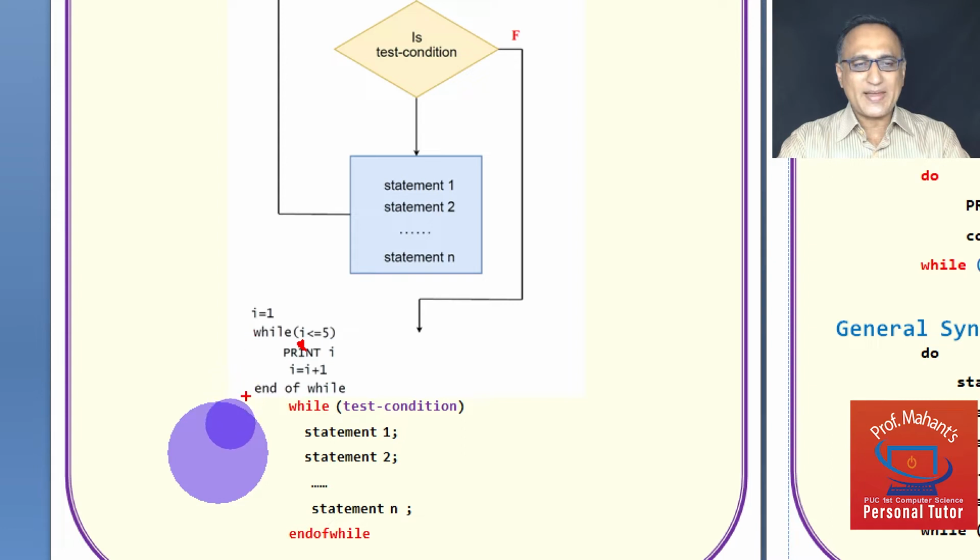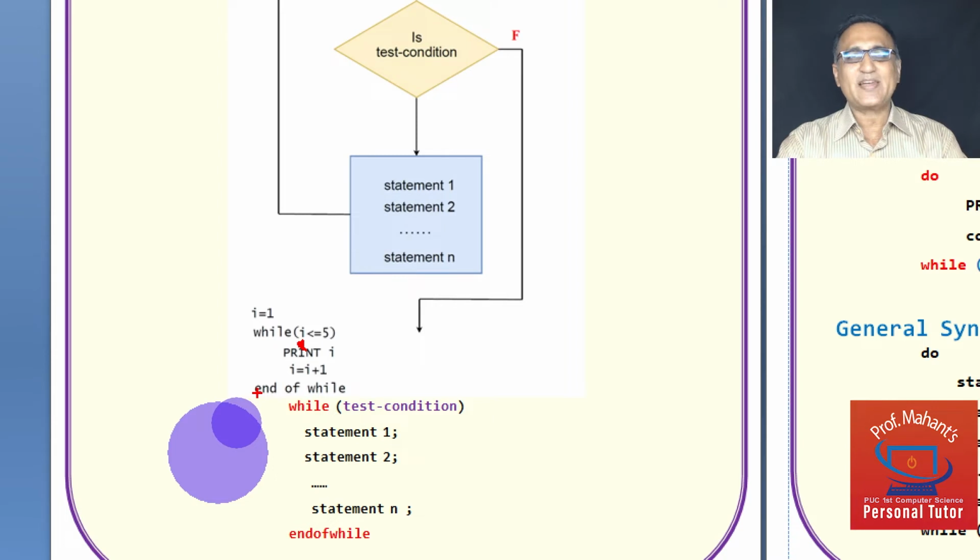So between this while and end of while, whatever statements are there will be executed as long as the value of I is less than or equal to 5. This is an example of looping or repetition. Now if you want to take a look at the general syntax: while test condition. What is the test condition in my case? I less than or equal to 5. And then end of while. What are statement 1 and statement 2? They are print I, and I is assigned I plus 1. So this is the way a repeated set of statements gets executed using the while loop.